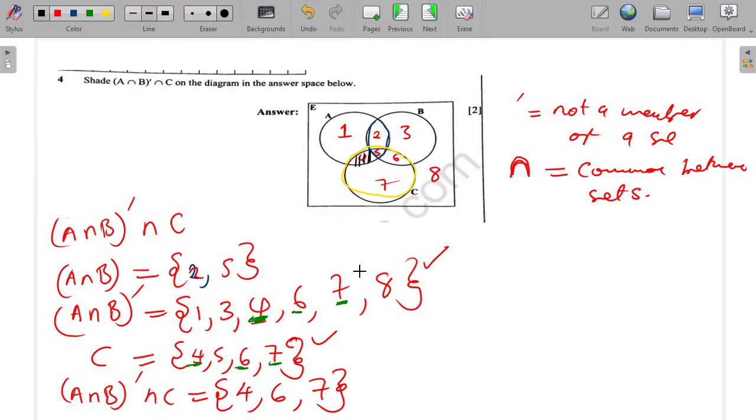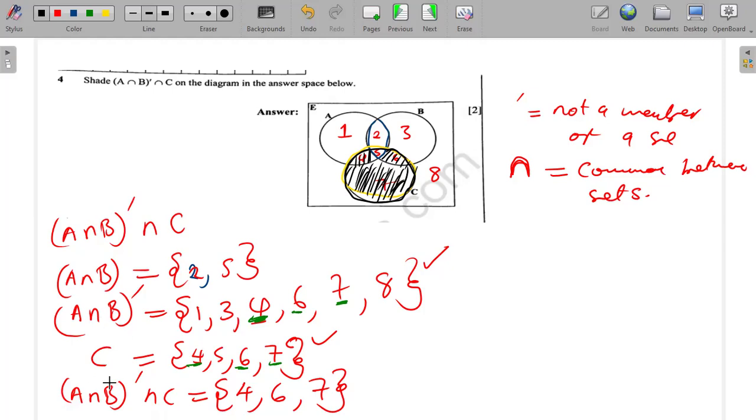Where do I find a 6? I'm finding a 6 here. So I'm going to shade the entire region where I'm finding the 6. And then where am I finding the 7? I'm going to shade the whole set C there as my one. So this is the shaded area that we were looking for. That's the area that you need to shade. Okay, so that's how you solve such a question.